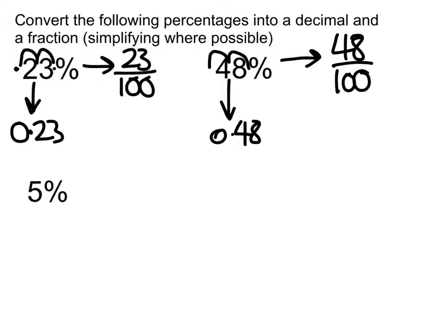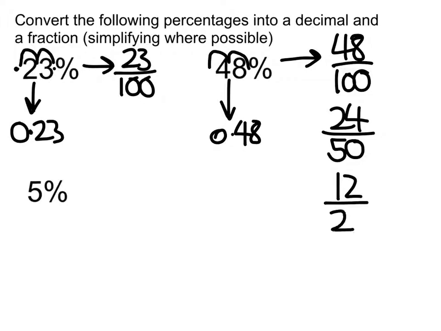Now, these are both even numbers, so we can divide by 2 top and bottom. 48 divided by 2 is 24. 100 divided by 2 is 50. Still even numbers, so we can divide by 2 again. 24 divided by 2 is 12, and 50 divided by 2 is 25. And that's as far as we can go.